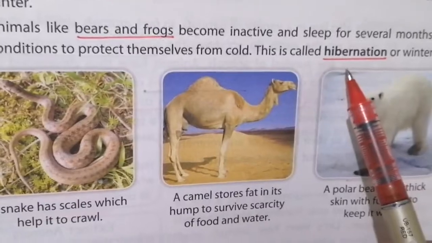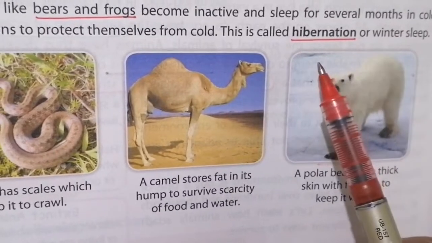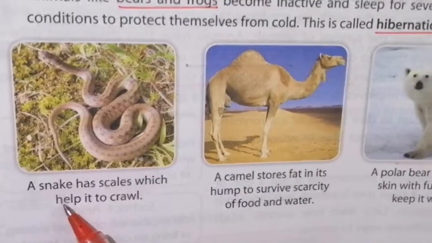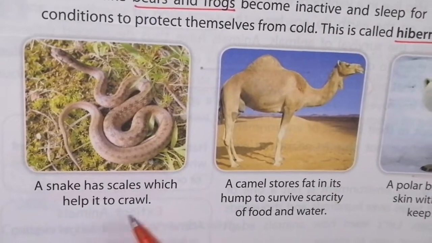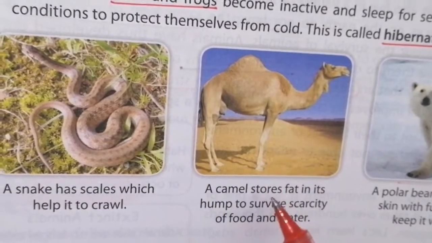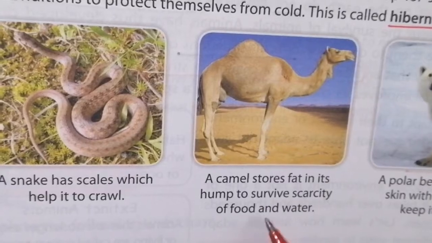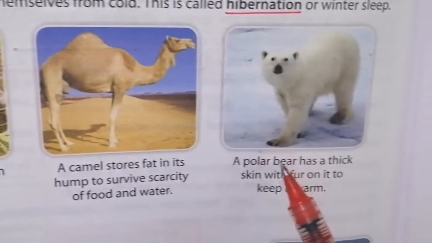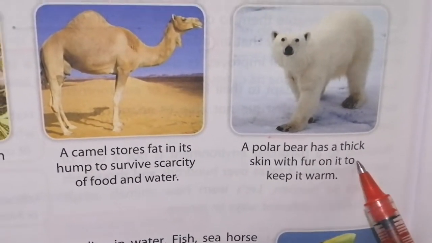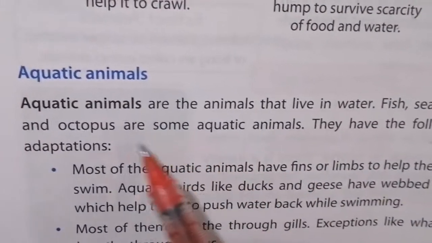So this period is called hibernation. What is it called? Hibernation or winter sleep. Now see here, a snake has scales which help it to crawl. We saw. What is this? Camel. Yes, so camel lives in desert and it stores fat in its hump to survive scarcity of food and water. Now the next one is your polar bear. It has a thick skin with fur on it to keep it warm. Is it clear?